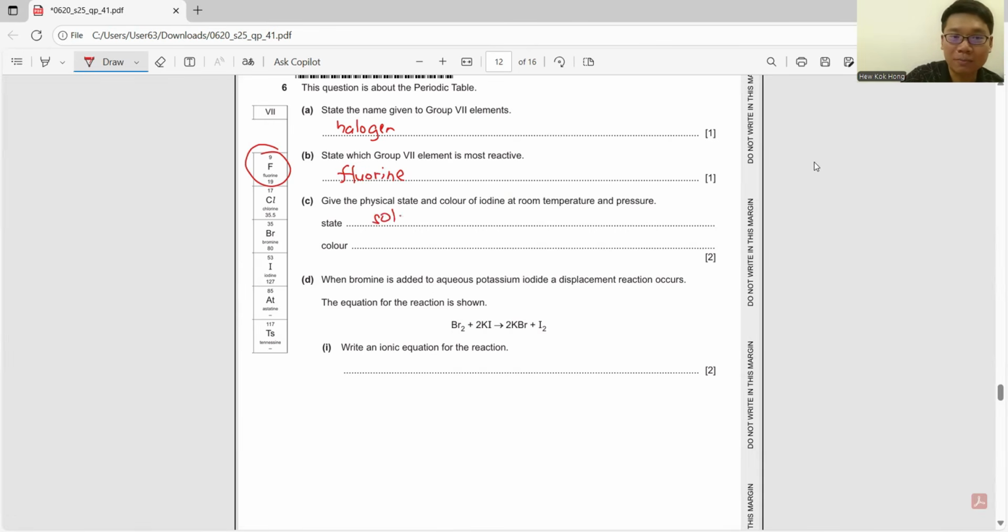C. Give the physical state and color of iodine at room temperature and pressure. It is a solid. We know when it's going down the group, it changes from gas to liquid to solid. And the color of iodine would be gray-black.